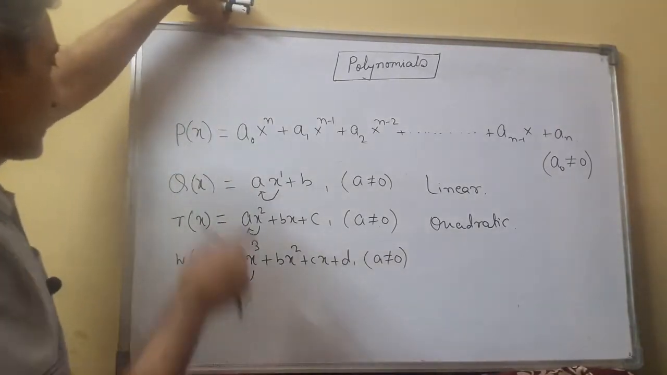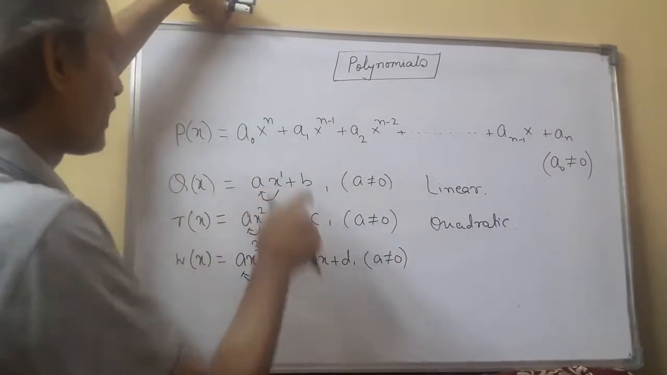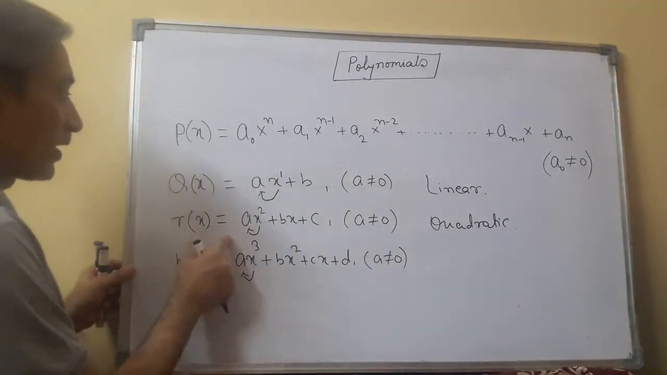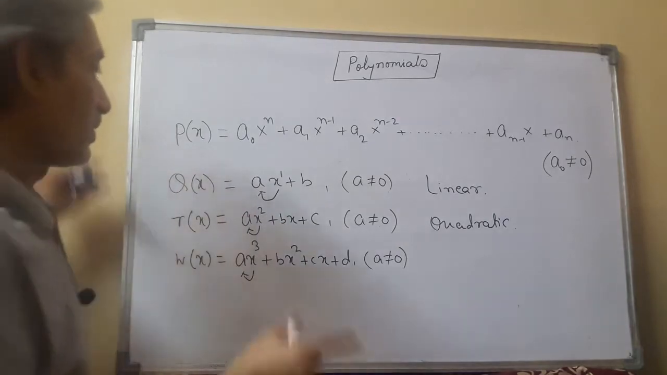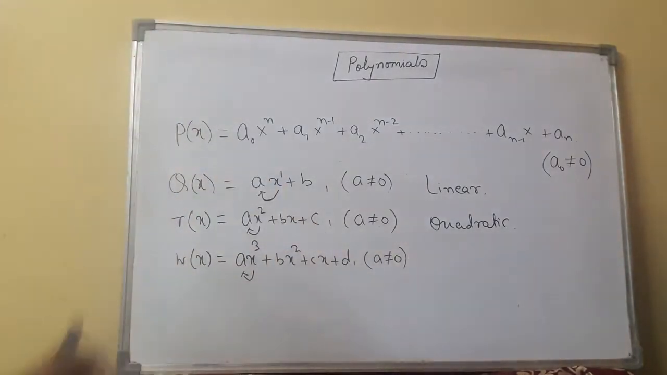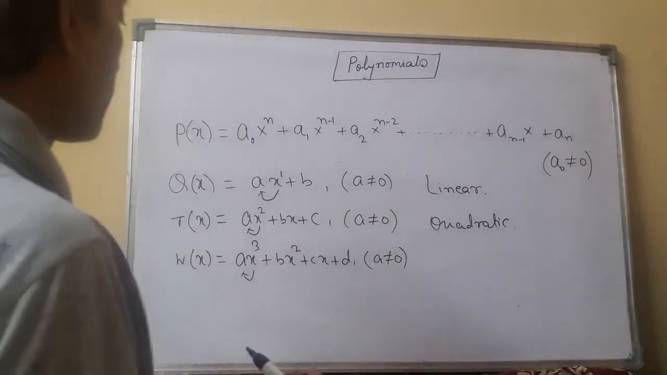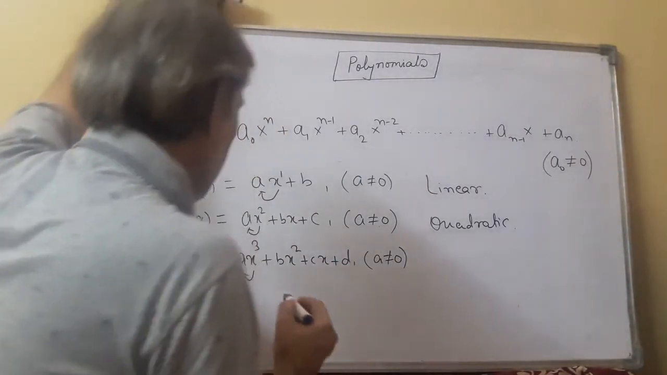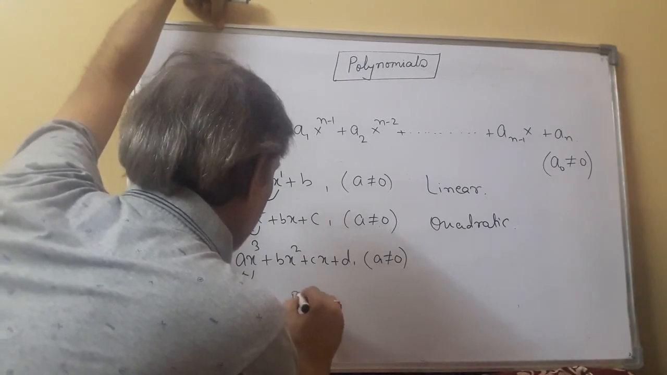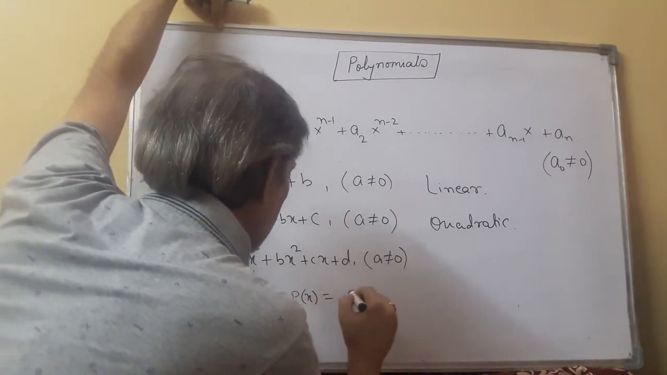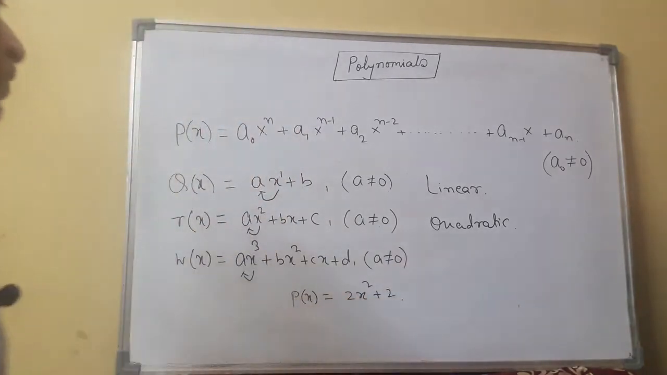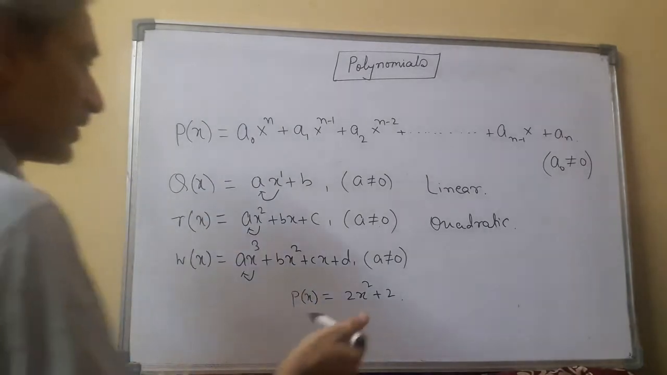It simply means कि a linear polynomial at the maximum it will contain two terms, quadratic will contain maximum 3 terms, cubic will contain maximum 4 terms. It can contain less number of terms. For example, suppose I write 2x square plus 2. It is containing only 2 terms, still it is a quadratic polynomial.